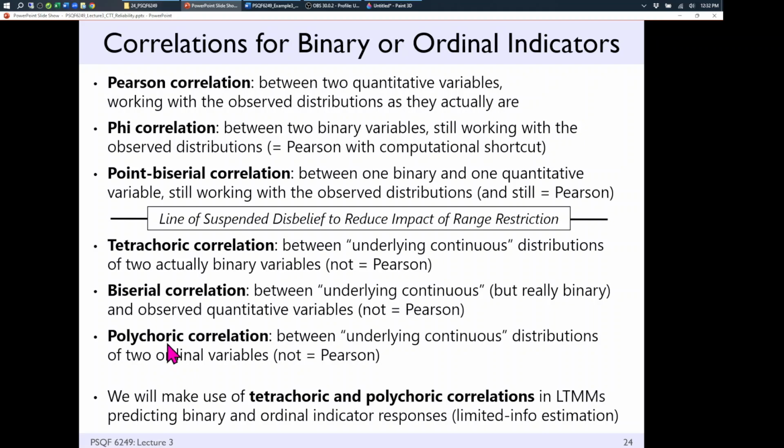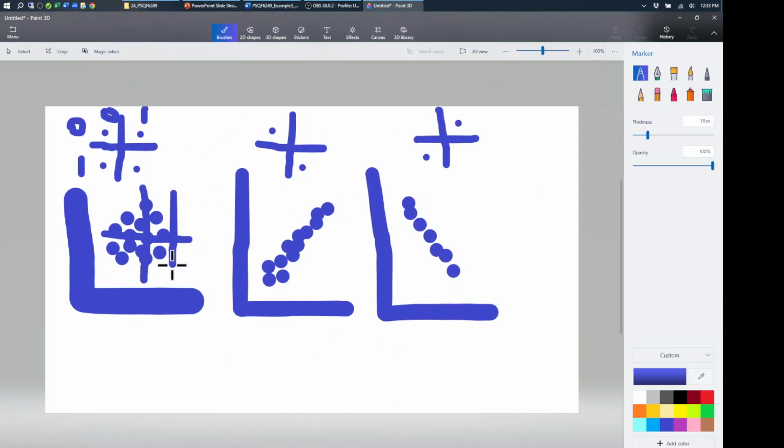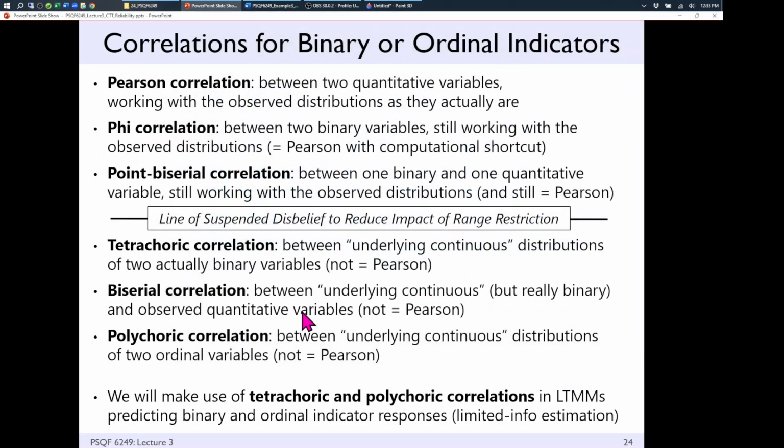And polychoric correlation is the same idea for ordinal data, where there's just more cut points. So you would take this, make it look like a tic-tac-toe board, essentially, and you can figure out the area under each of the combinations. Biserial we're not going to use this semester, but tetrachoric and polychoric correlations are the basis of what's known as limited information estimation for IRT and IFA models.